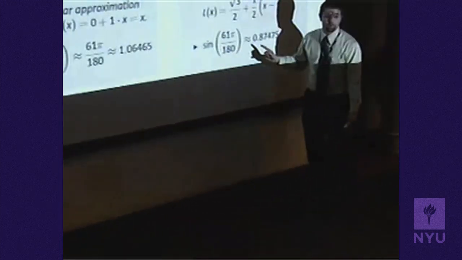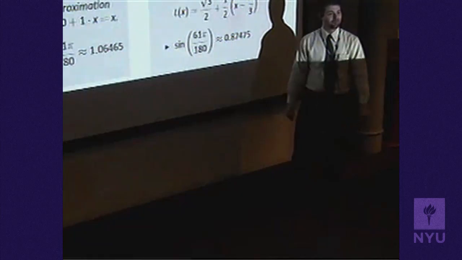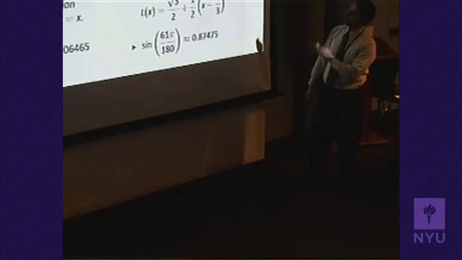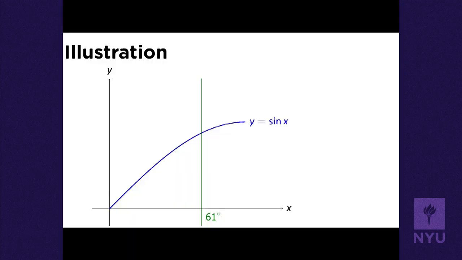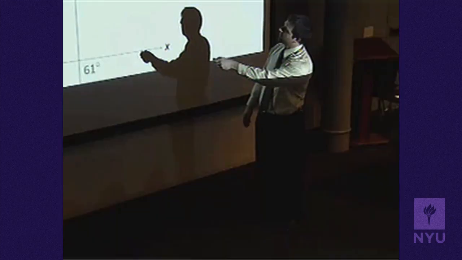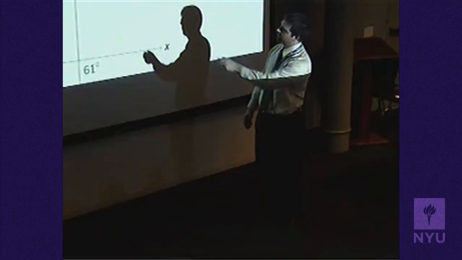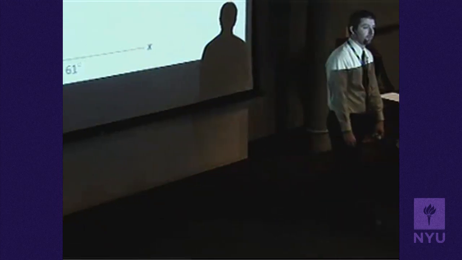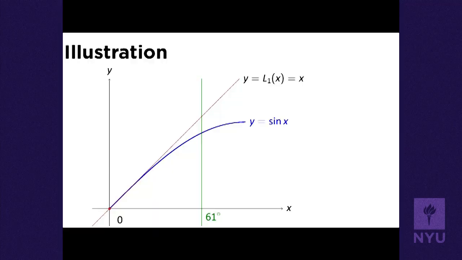And at least it's less than 1, which is more than can be said about this approximation over here. So what's going on graphically? We have two different ways to approximate the sine of 61 degrees. What I want to know is at what y value does the curve intersect that vertical line? The first method I used was to plot the tangent line that goes through (0, 0), and then follow it over here to 61 degrees. And this is my estimate for the sine of 61 degrees using that linear approximation.